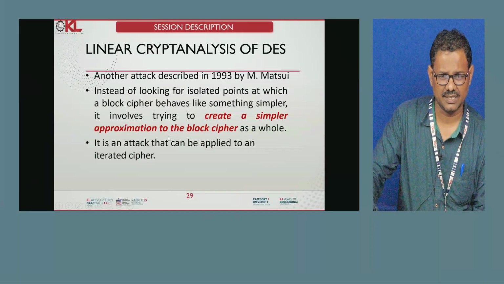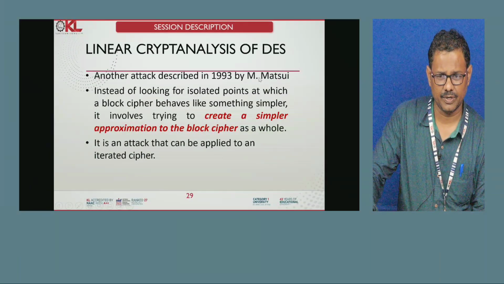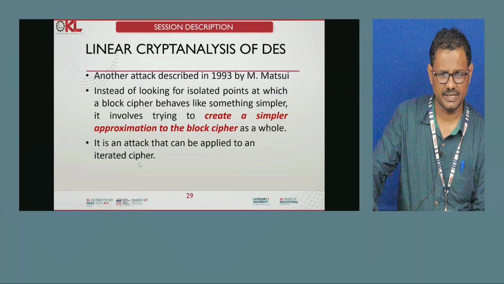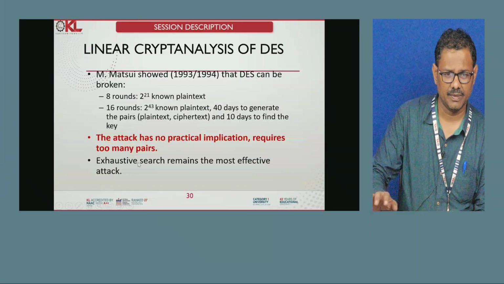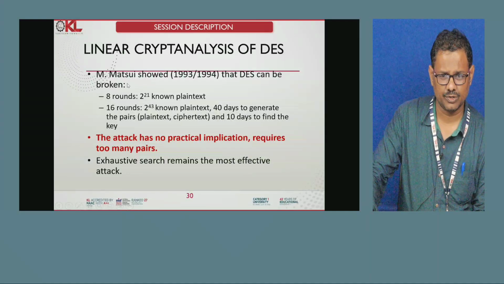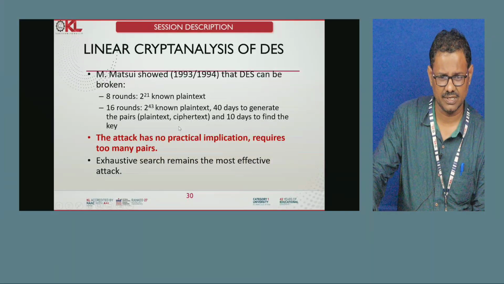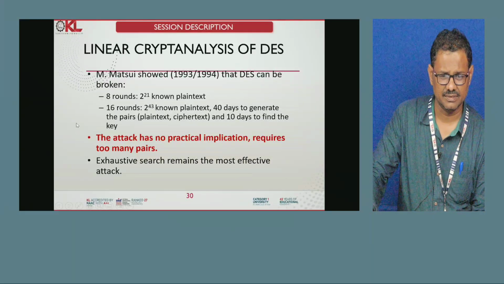Linear cryptanalysis and DES. Another attack, described in 1993 by M. Matsui. Instead of looking at isolated points at which a block cipher behaves like something simpler, it involves creating a simpler approximation to the block cipher as a whole. It is an attack that can apply to an iterated cipher. Matsui showed that DES can be broken with 8 rounds using 2^21 known plain texts, and 16 rounds using 2^43 known plain texts, taking 40 days to generate the pairs and 10 days to find the key. The attack has no practical implementation, as it requires too many pairs. Exhaustive search remains the most effective attack.